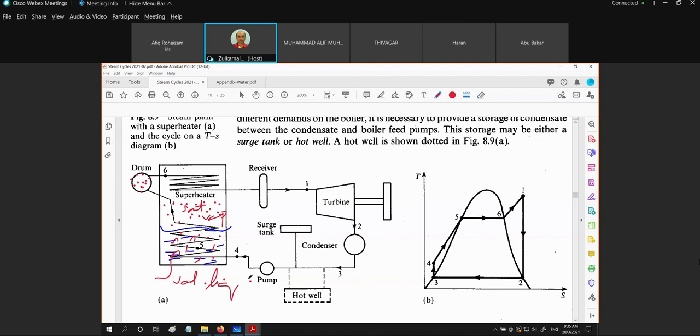But in Malaysia, is there this superheated RC? It's a typical design. Oh, okay. It's common. You need to increase the temperature of state one because you want more work. Okay, you want more work.